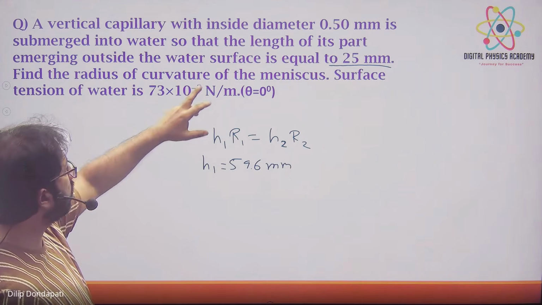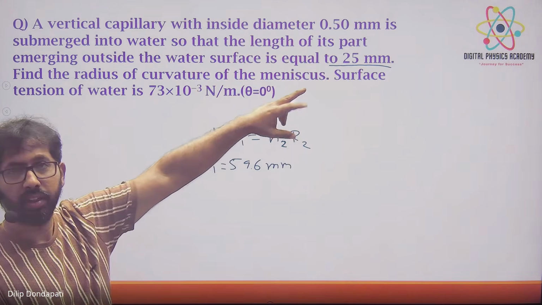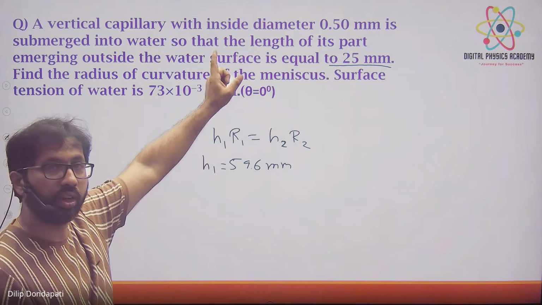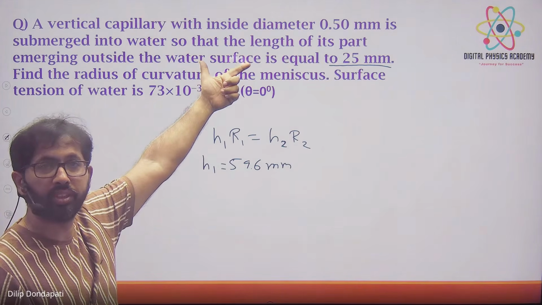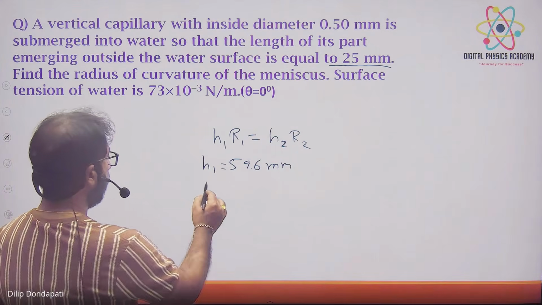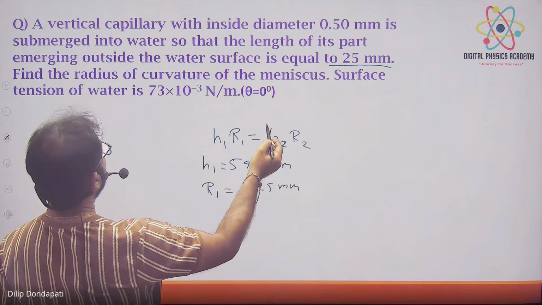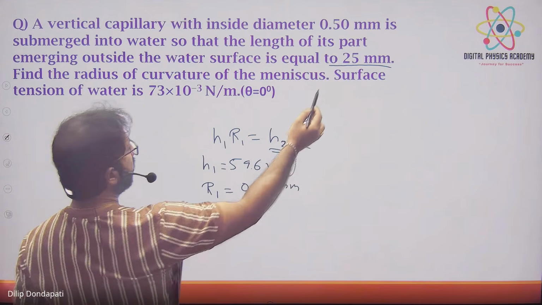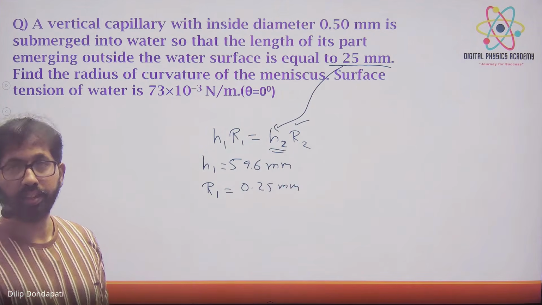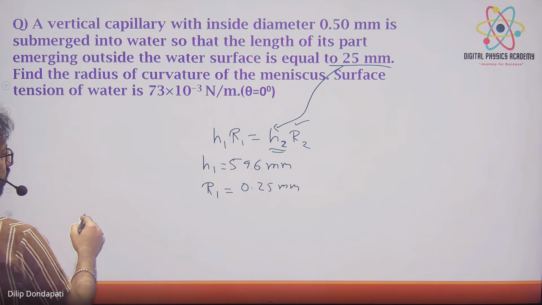And radius कितना है original one? This is radius of the tube, right? 0.25, and theta is 0 degrees. So radius of the tube and radius of the meniscus is almost same, right? Now r1 also you got. How much is that? 0.25 millimeters. Now he's telling to find what? r2. h2 is 25 centimeters. Now calculate. So h1 r1 is equal to h2 r2. So 59.6 into 0.25 is equal to 0.25 into r2. So नीचे करो, 0.25 कितना होगा?